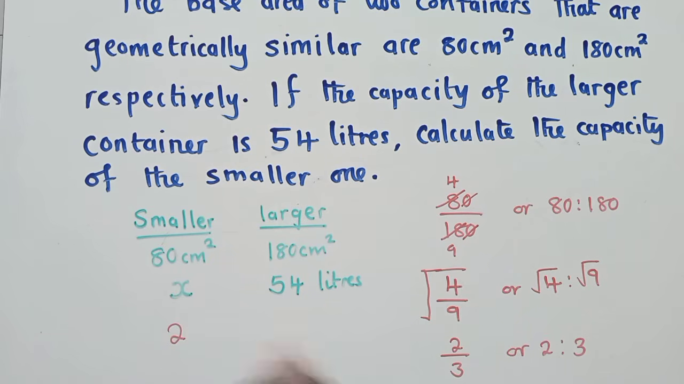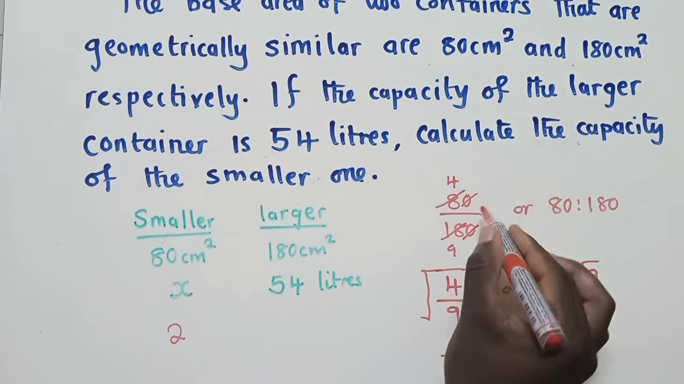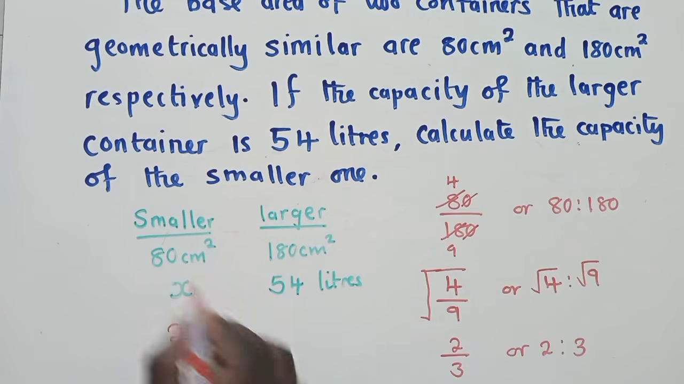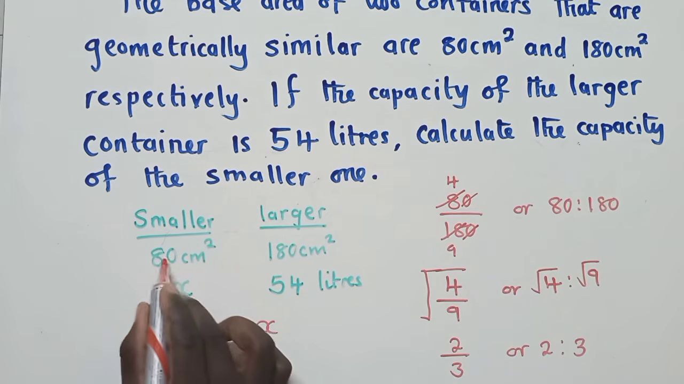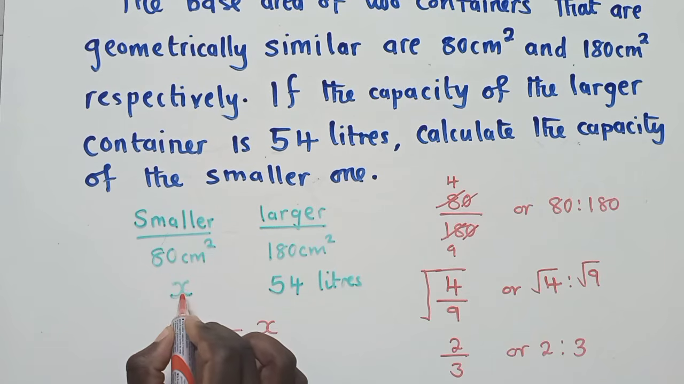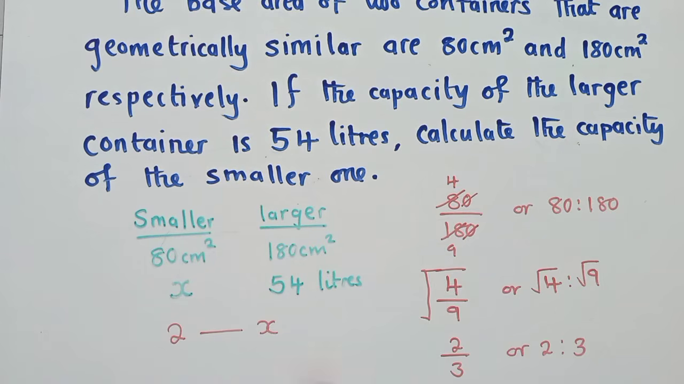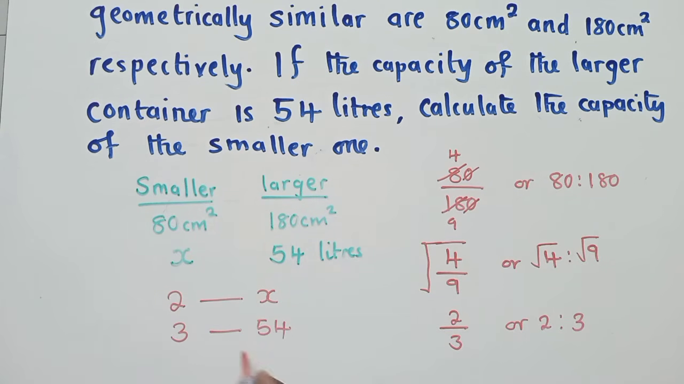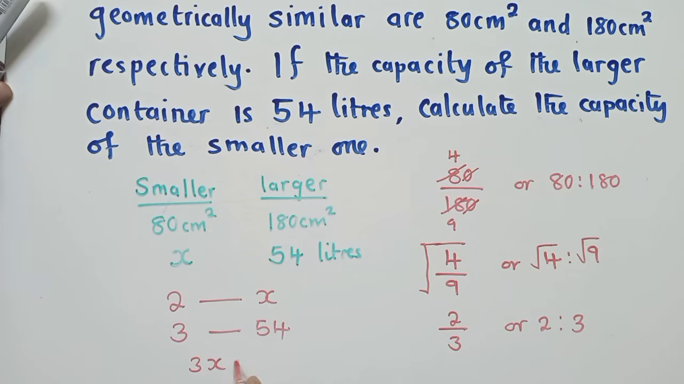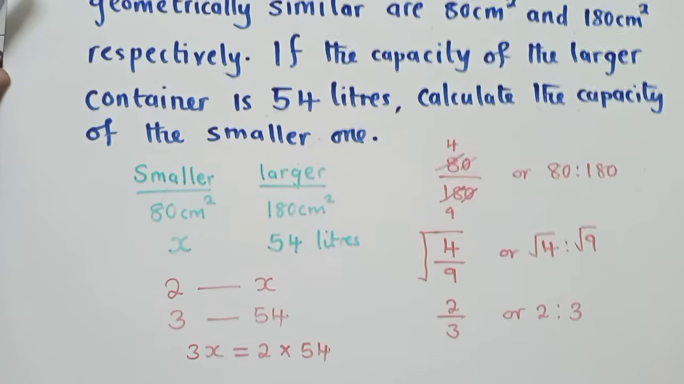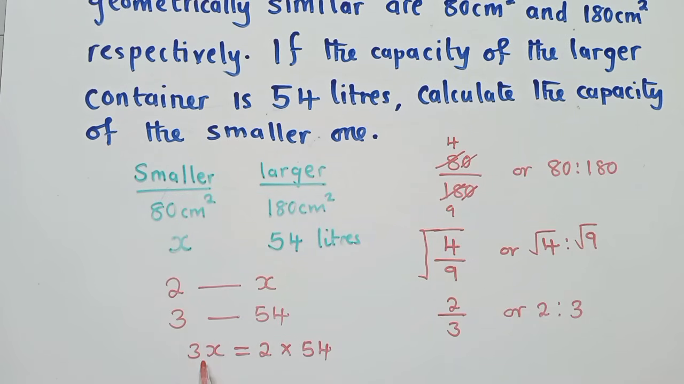All right, now we use this ratio factor. We know that 2 is for the smaller one, because it came from 80. So 2 will move with the x, since for the liters we don't know the capacity of the smaller one. While 3 will move with what we know, that's 54. The next step is just to cross multiply. So we shall have 3x is equal to 2 times 54.